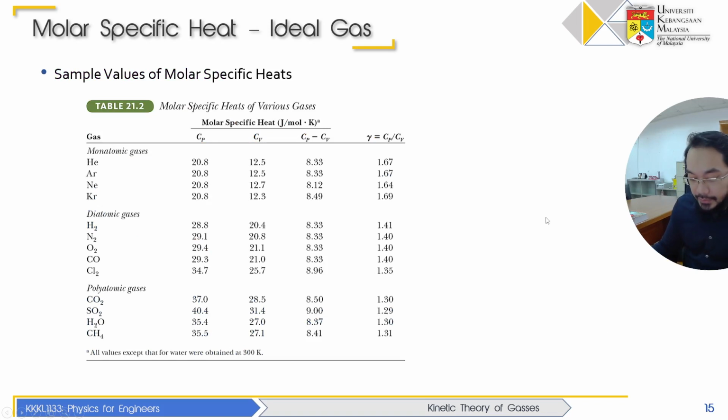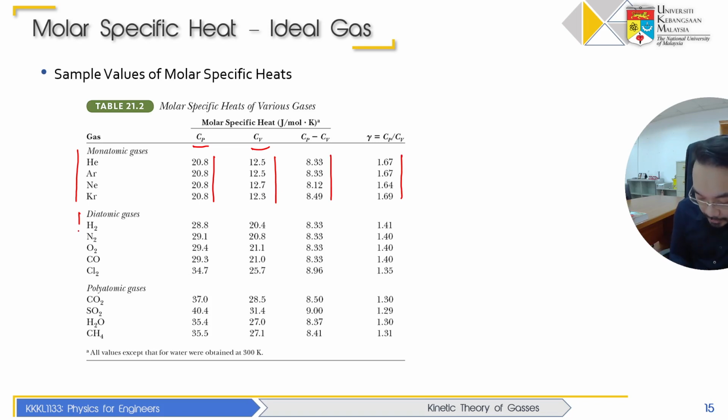So this is the table showing you all the molar specific heat capacity for different types of gases. We have Cp and Cv. Looking at monatomic gases, the Cp are all the same, the Cv are more or less the same. And Cp minus Cv gives you approximately the Ru as well. Hence, the ratio of molar specific heat, the gamma, is also the same.